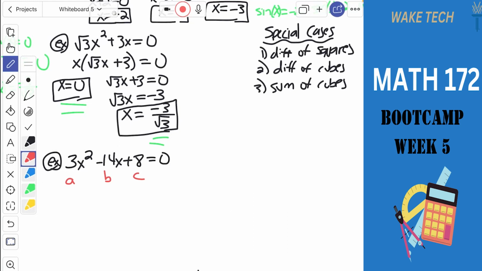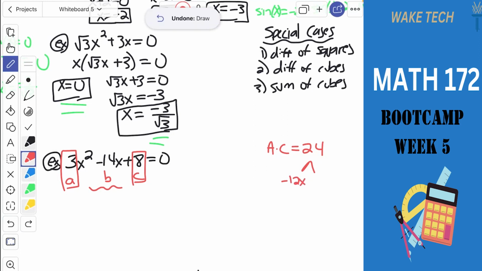For the AC method, we multiply the A value times the C value. In this case, that's 24. What we do with that is look for factors of 24 that add to that middle term, the B term. The two numbers we can use are negative 12 and negative 2.